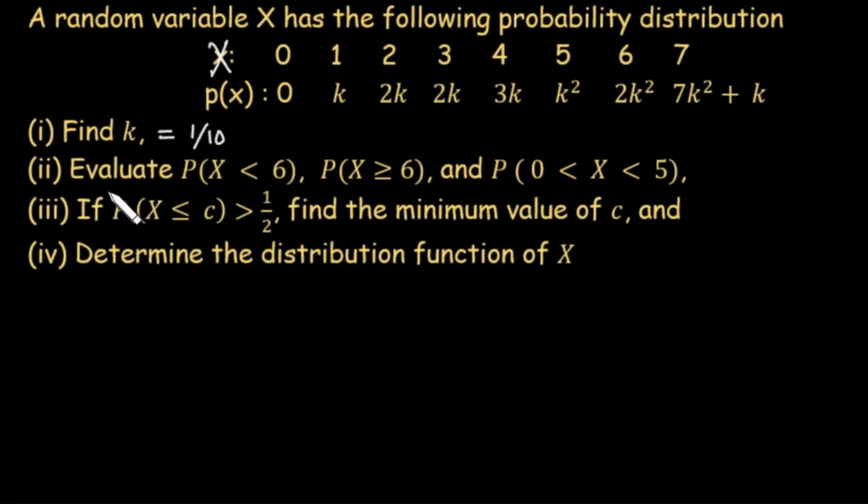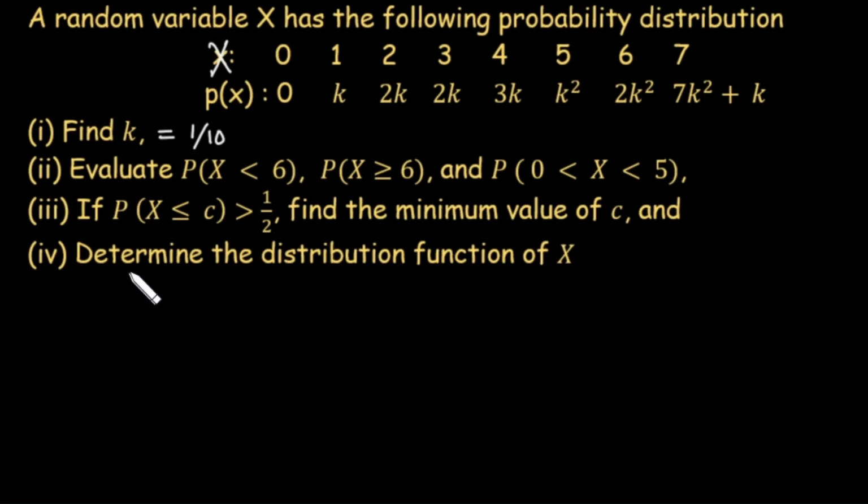Next part is, if probability of the random variable x less than equal to c is greater than 1 by 2, find the minimum value of c. Before attempting this question, we solve the fourth part first, because with the help of the fourth part you will easily get the answer of the third case.